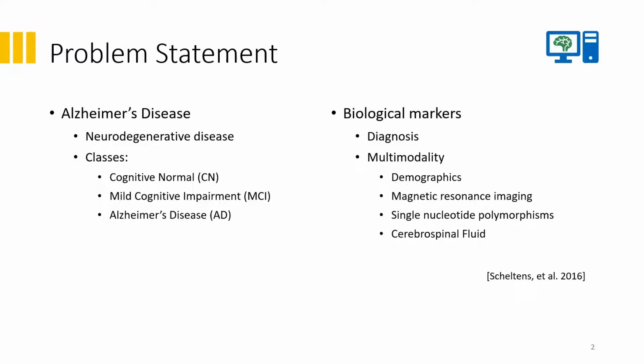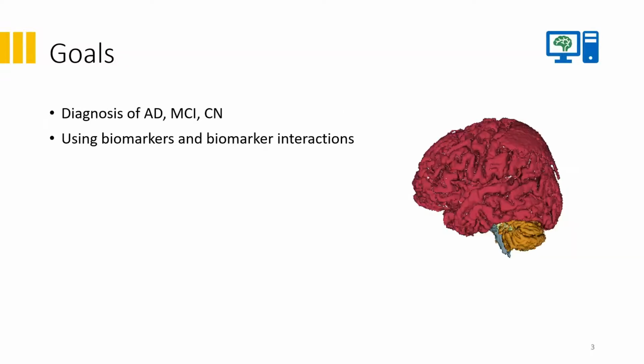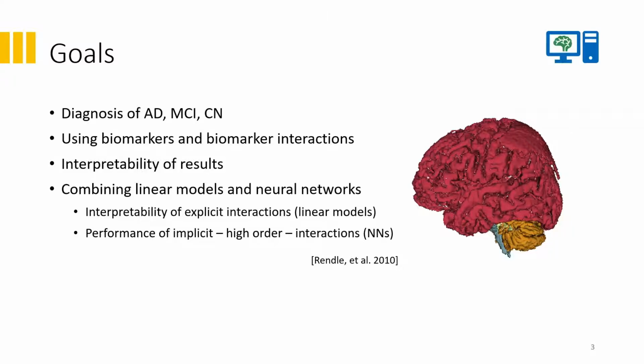Biomarkers for Alzheimer's are present in multiple modalities like demographics, magnetic resonance imaging, single nucleotide polymorphisms, and biomarkers extracted from cerebrospinal fluid. The goal of our paper is therefore a good performance for the diagnosis of all three disease stages by using biomarkers and, importantly, the interactions between biomarkers of different modalities. In addition, we aim to have a high interpretability of the results. This is achieved by combining the interpretability of linear models with the performance of neural networks.